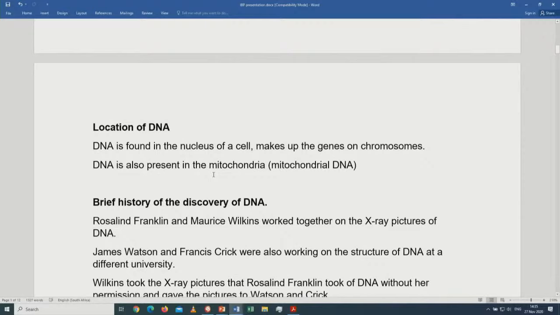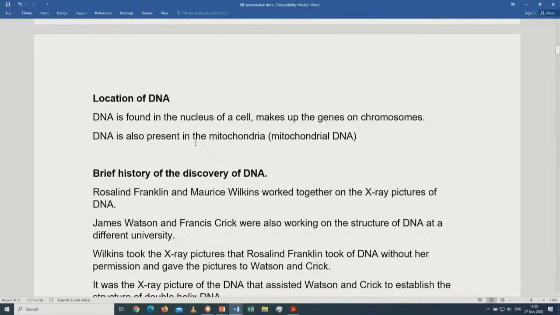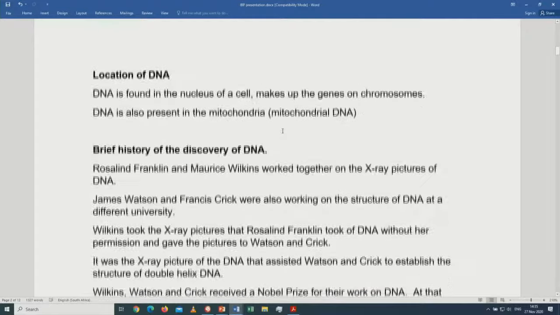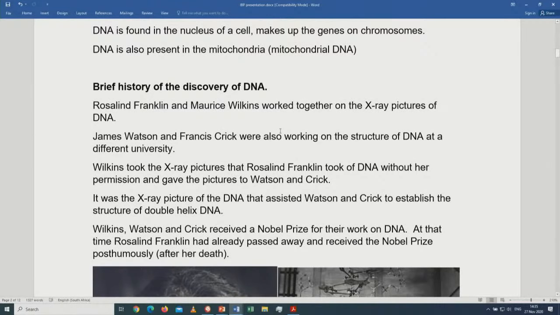Now, where do we find DNA in a cell? We find DNA in the nucleus of the cell, and we also find DNA in the mitochondria, which we term mitochondrial DNA. Now, a brief history of the discovery of DNA includes four individuals: Rosalind Franklin, Maurice Wilkins, James Watson, and Francis Crick.